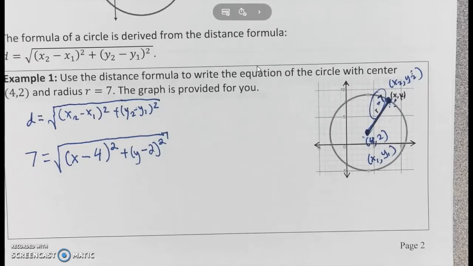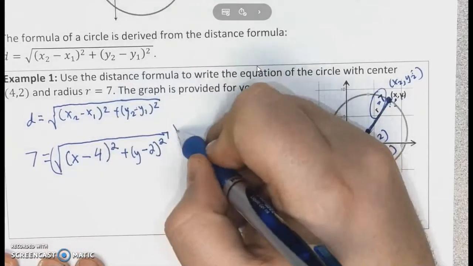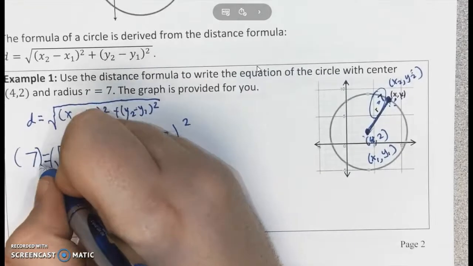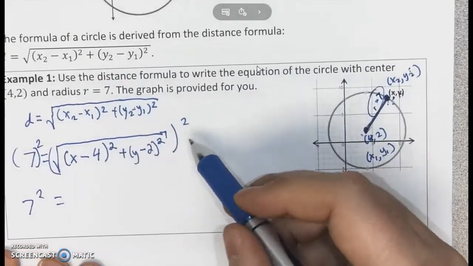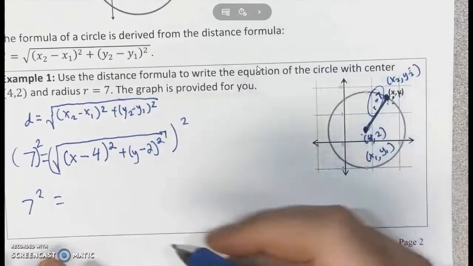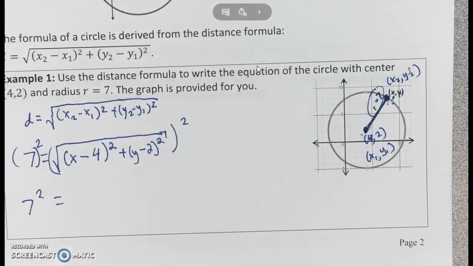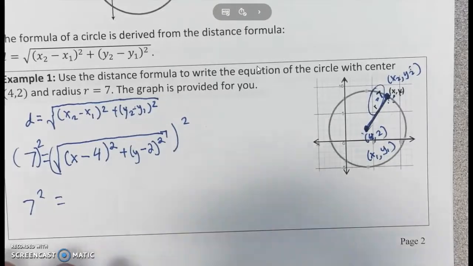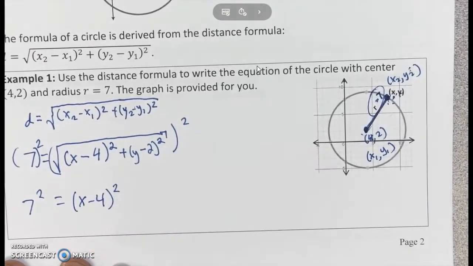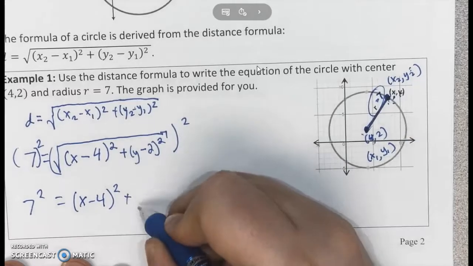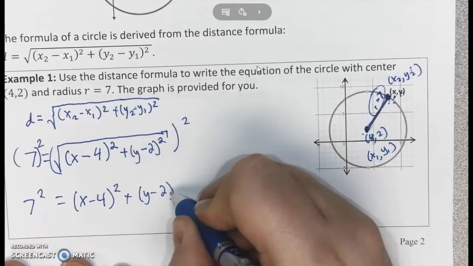Which, I mean, this is a nice start. The one last thing we need to do is get rid of the square root symbol. And the way we get rid of square roots is by taking the square of each side. So we would have 7 squared equals, these would essentially cancel each other out. So your square root sign would go away, and so would your power of 2. So this would be 7 squared equals x minus 4 to the power of 2 plus y minus 2 to the power of 2.